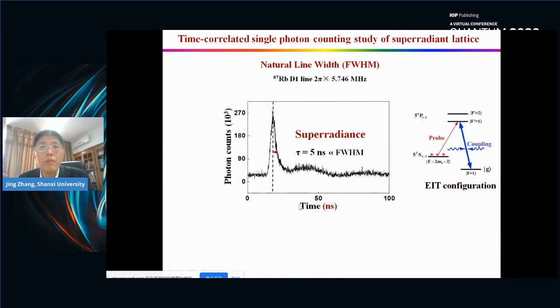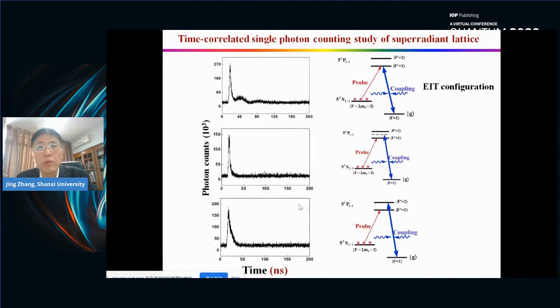This is a typical time resolved fluorescence decay curve of the superradiance lattice. We can observe a quick decay time of 5 nanoseconds, which is significantly faster than the natural linewidth. Thus, we can demonstrate the superradiance characteristics of the superradiance lattice.